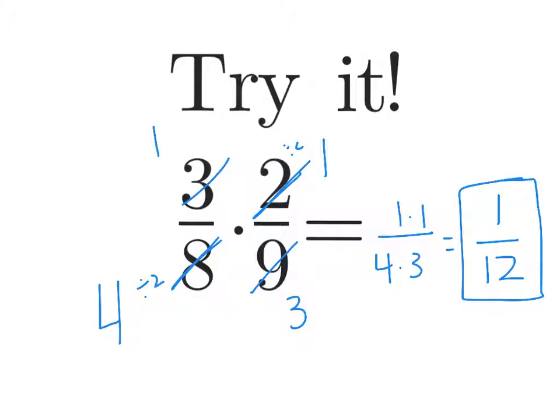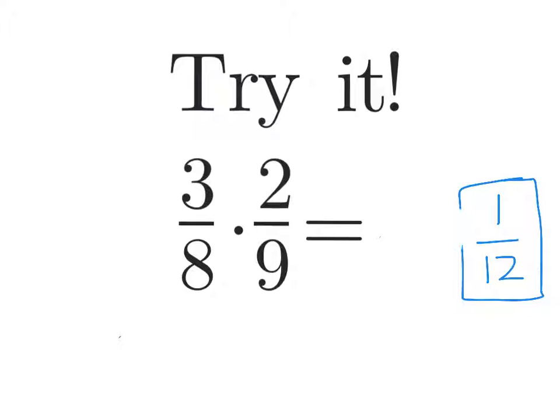Let me just show you what it looks like if you would have done it the first way, without cross-canceling. We have the same answer. You do 3 times 2 is 6. 8 times 9 is 72. Then you divide each of these by 6, which leaves you with 1/12. So both ways work. It's totally your opinion which one works better for you.